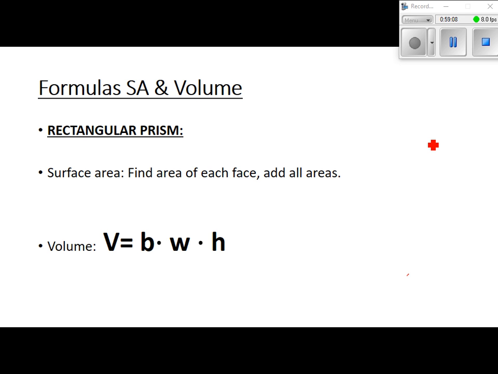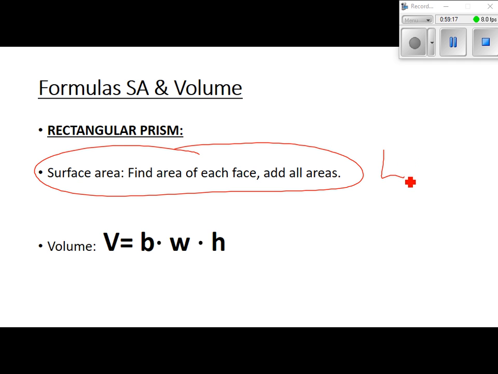Formulas for surface area and volume. Again, for a rectangular prism, if we're doing surface area, that's where you're going to draw it, split off all the spaces and add them all up. So nothing hard about that. Fill that in. Volume. Where?